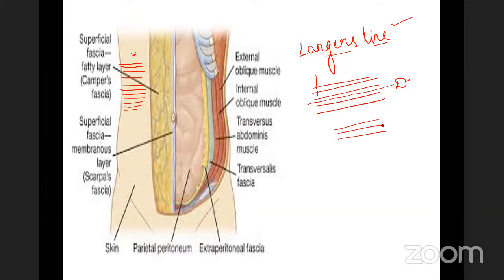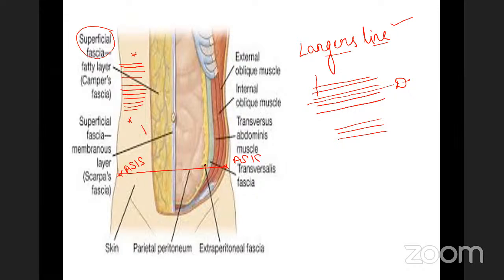So that is about the Langer's line and the skin. Now the immediate next structure you encounter is the superficial fascia. For the superficial fascia, you just have to draw two points here, the anterior superior iliac spines. Draw both anterior superior iliac spines, draw the line. Above the line joining the two anterior superior iliac spines, the superficial fascia is one layer.